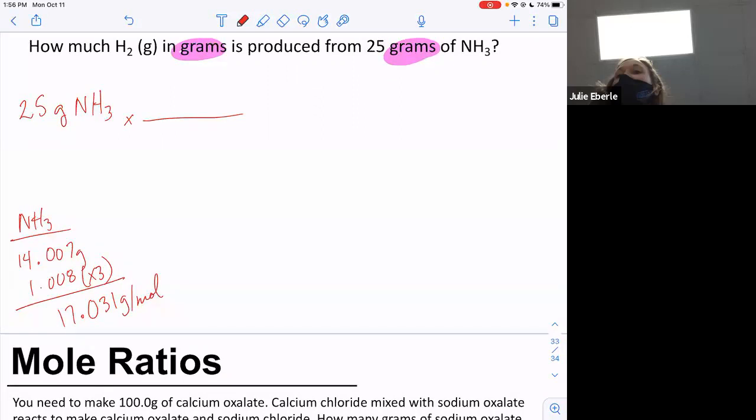So I'm going to divide by this because I want the gram part. The 17.031 goes with the gram part. So that goes right there. And I'm putting that on the bottom because I want grams to cancel, just like that, for 1 mole of NH3. So that's my first step.